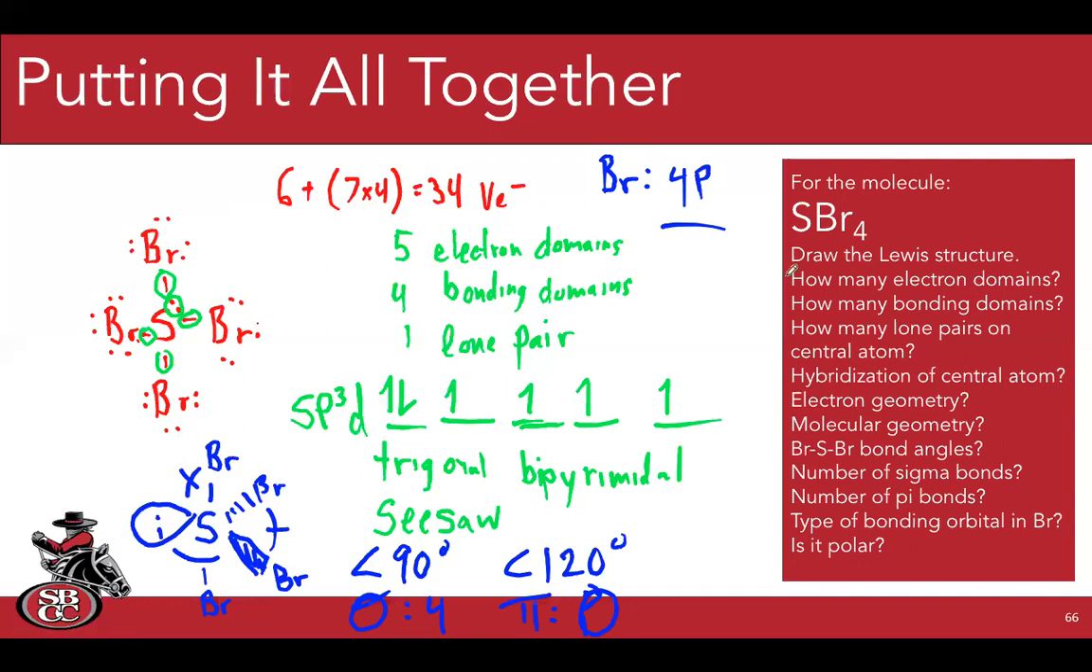And so then finally the question is, is it polar? Well, I'll just tell you that the sulfur electronegativity is 2.5, and the bromine electronegativity is 2.8. You'll want to have these looked up. So that means that the delta EN, the change in electronegativity between them, is about 0.3. It's not very polar, but it's still a polar bond.